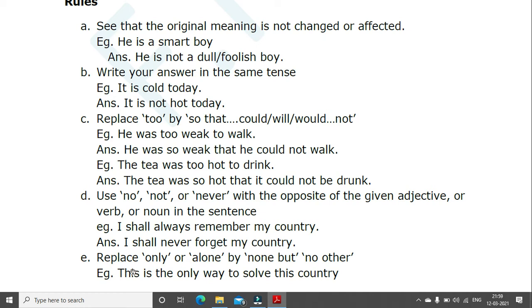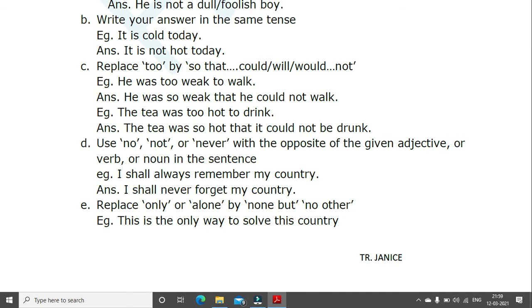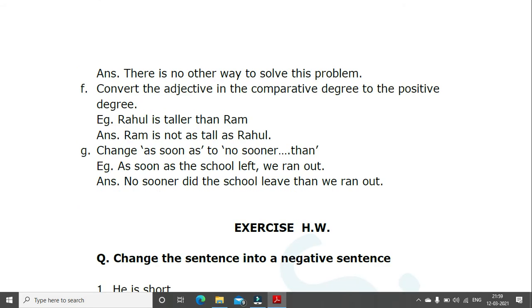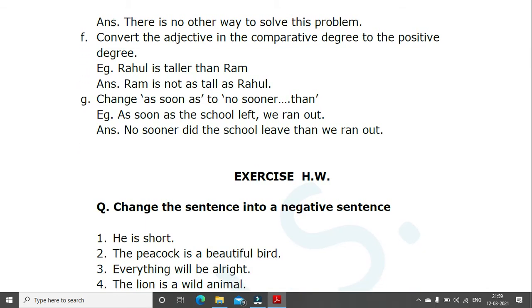Okay. Next one. Replace only or alone by none but or no other. This is the only way to solve this problem. So only way means you have no other way. Can you solve it in any other way? No. So what will the answer be? There is no other way to solve this problem. Next one, convert the adjective in the comparative degree to the positive degree.